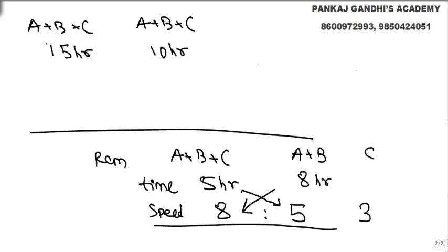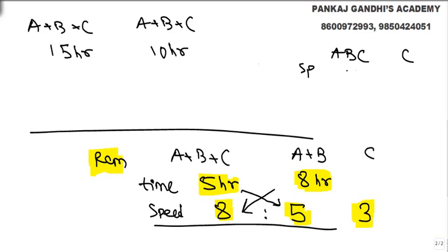I repeat, the full tank ABC together could have done in 15 hours. They were open for 10 hours. So for the remaining tank, A, B, C together would have done it in 5 hours, but they closed C, so A and B needed 8 hours for the same work. Same capacity, speed and time are inverse. So if the time ratio is 5:8, the speed ratio will be inverse, 8:5. So if A, B, C fill 8 per hour, A and B fill 5, so C will fill 3 per hour.